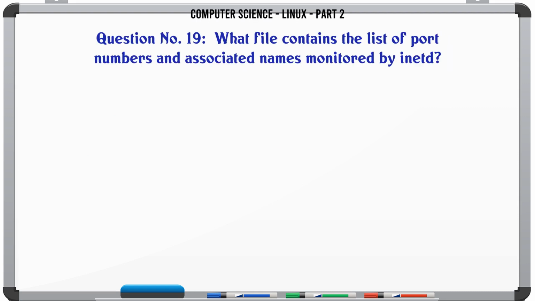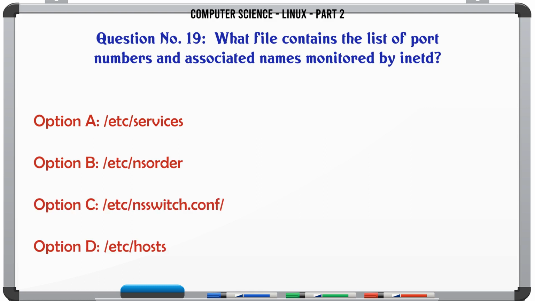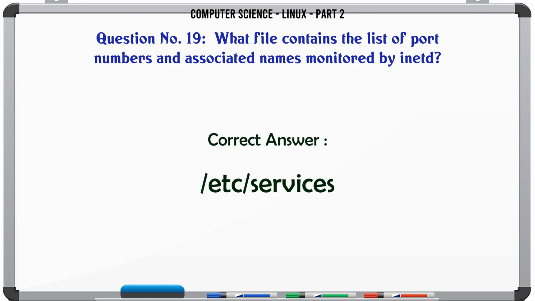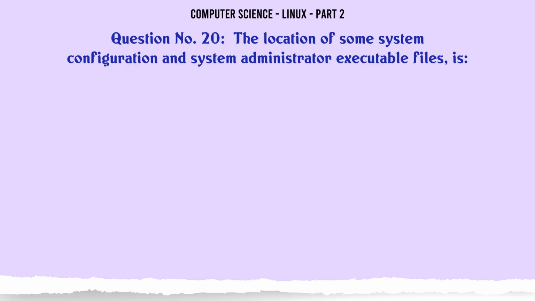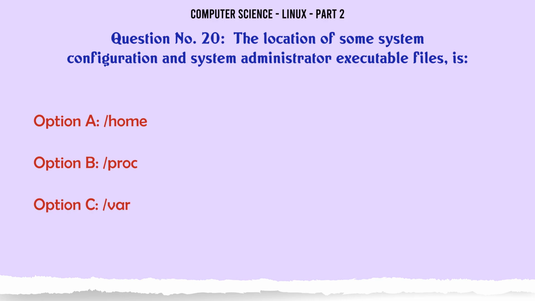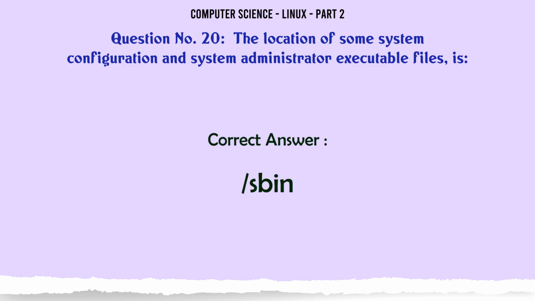What file contains the list of port numbers and associated names monitored by inetd? A. /etc/services, B. /etc/order, C. /etc/nsswitch.conf, D. /etc/hosts. The correct answer is /etc/services. The location of some system configuration and system administrator executable files is A. /home, B. /proc, C. /var, D. /sbin. The correct answer is /sbin.